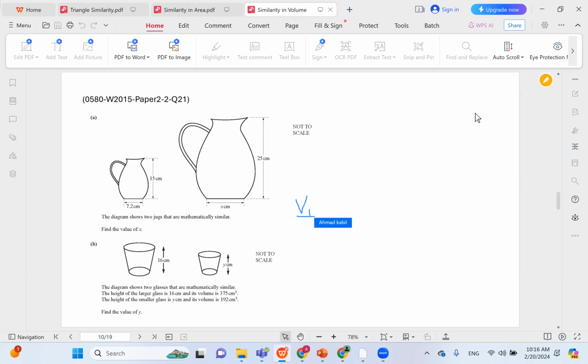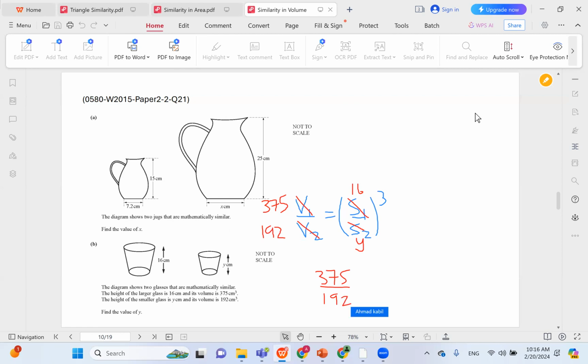V1 over V2 equals S1 over S2 to the power of 3. Now, V1 is the bigger volume, and this is 375. The smaller volume is 192. The bigger side is 16, and the smaller side is y, and we want to find the value of y. So let's rewrite the equation. 375 over 192 equals 16 over y to the power of 3.